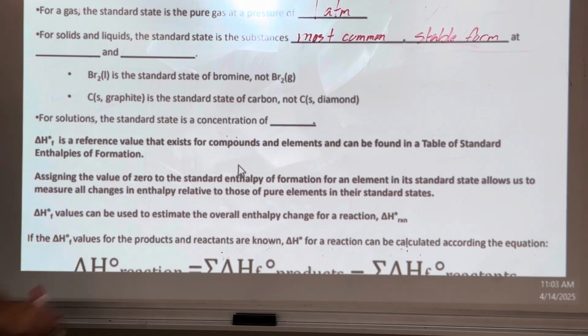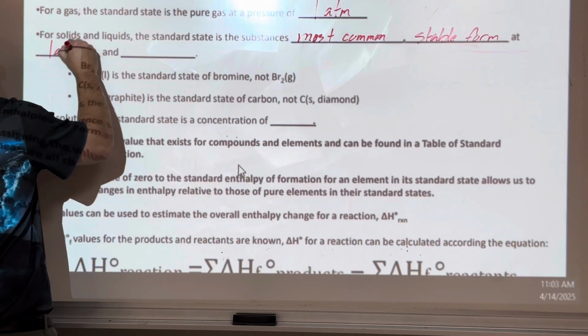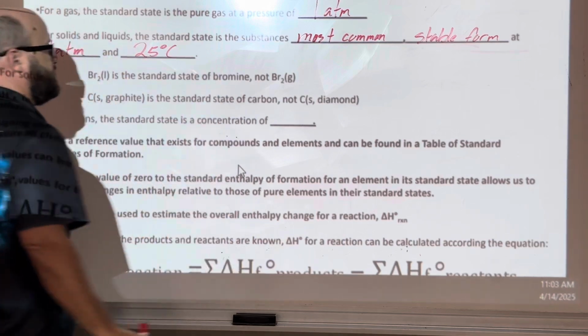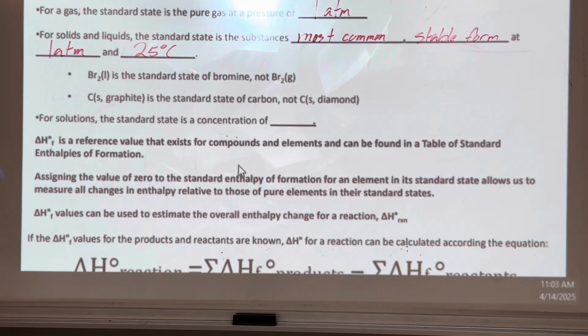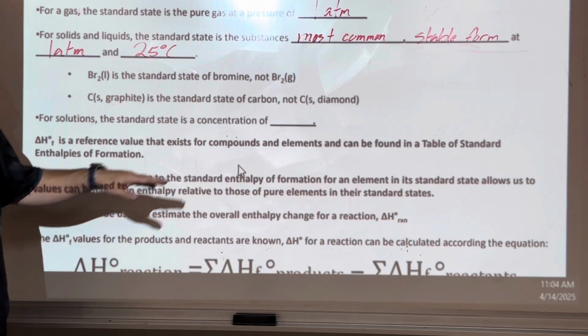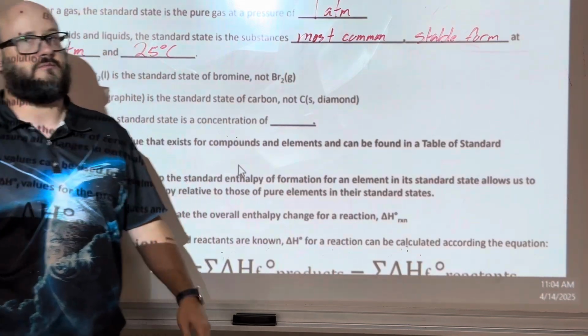At 1 atm, again standard pressure, and 25 degrees Celsius, or standard temperature. Br2 liquid is the standard state of bromine. Bromine is one of 2 elements whose standard state is liquid, mercury being the other one. Carbon's standard state is graphite, a solid, not diamond, or else we'd all be millionaires.